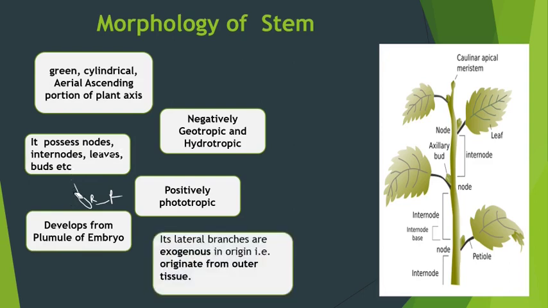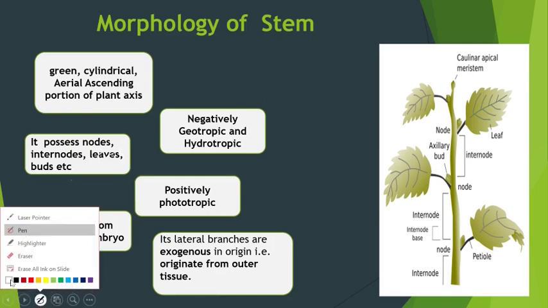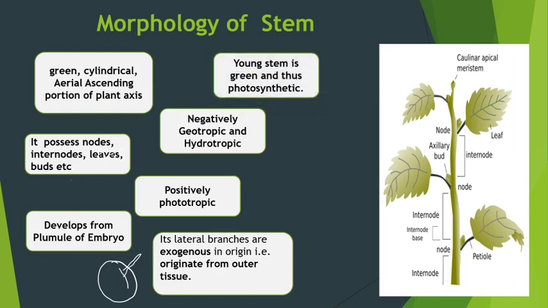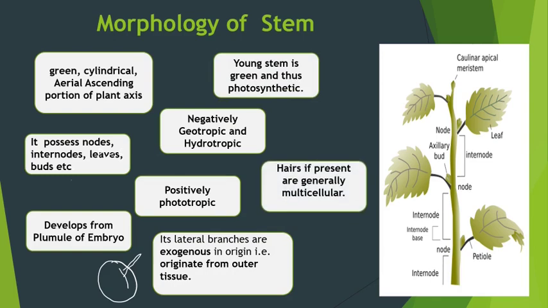It has lateral branches, and these lateral branches are exogenous in origin. Exogenous means they are derived from the external layers. So if this is the epidermis, the cortex, from these external layers these branches will originate on the stem. Young stem is photosynthetic as it is green in color. If hairs are present on the stem, they are multicellular hairs.